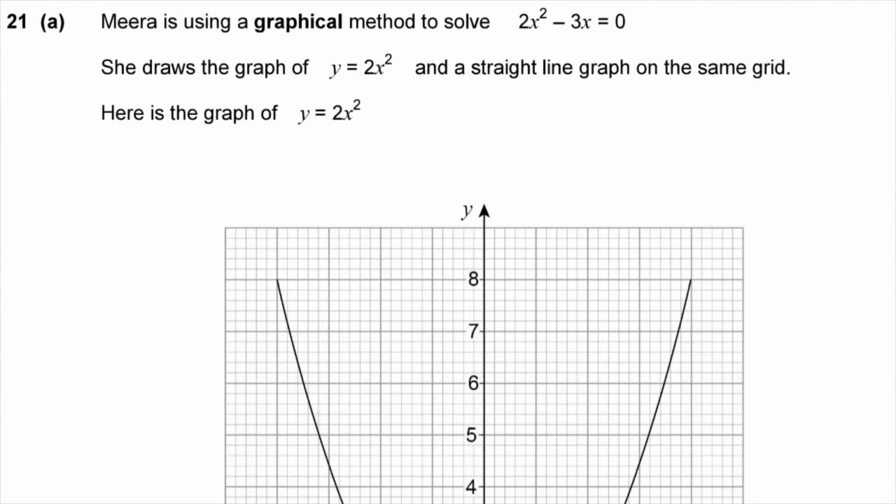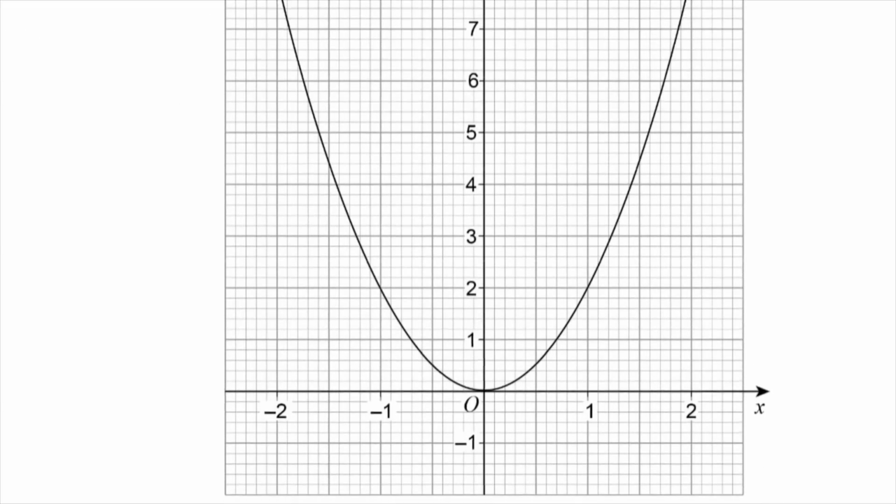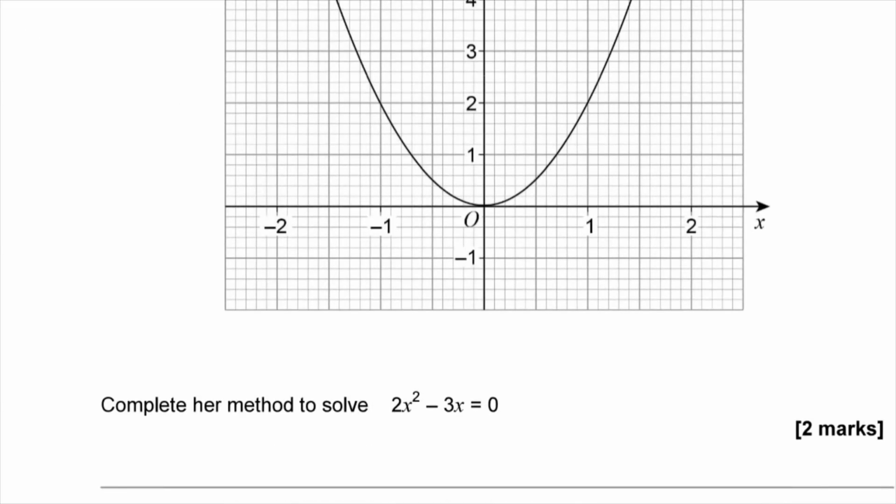Question 21a. Mira is using a graphical method to solve 2x squared minus 3x equals 0. So she's drawing the graph of 2x squared and a straight line graph on the same grid. Here is the graph of 2x squared. And we need to complete her method to solve 2x squared minus 3x equals 0. Okay, so we've got the graph y equals 2x squared already drawn, and we know that we want to find the solution when 2x squared minus 3x is equal to 0.